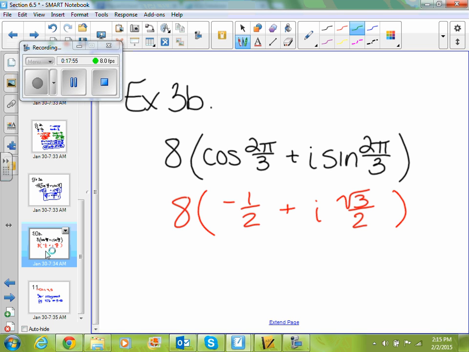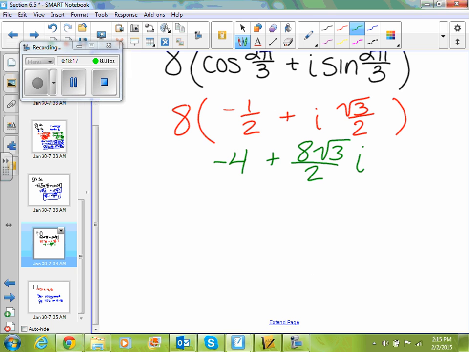Okay, so 8 times negative 1/2 simplifies to negative 4. Then 8 times the square root of 3. You can't combine them, so 8 square root of 3 over 2 i. And then if I simplify 8 over 2, that turns into 4 square root of 3 i plus negative 4. 8 divided by 2 is 4, so we can just simplify that fraction to be 4.